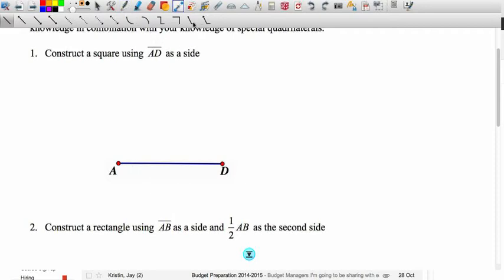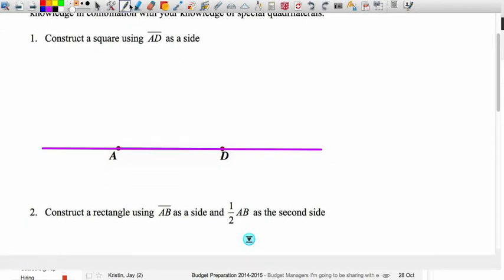extending my side AD on both sides, and I'm just going to shift that up a little bit. Just make sure I get that on there. Okay, so what I've done is I've extended on both sides, and now what I'm going to do is construct 90-degree angles at both A and D.